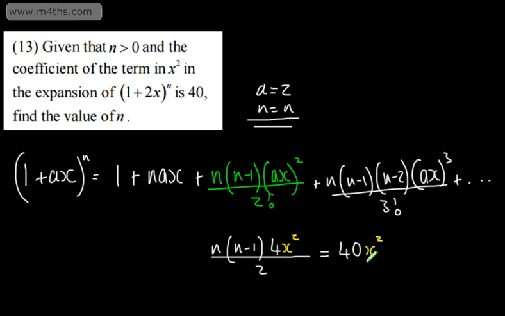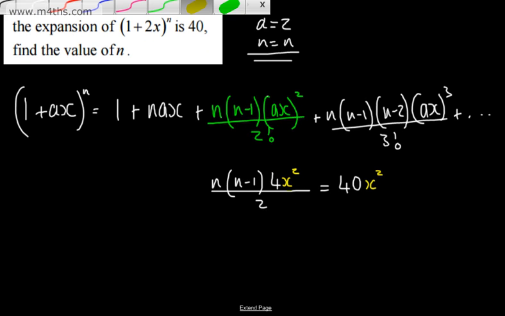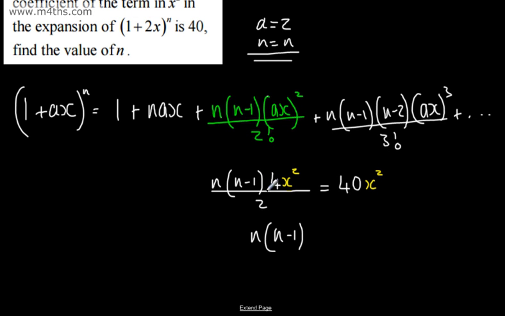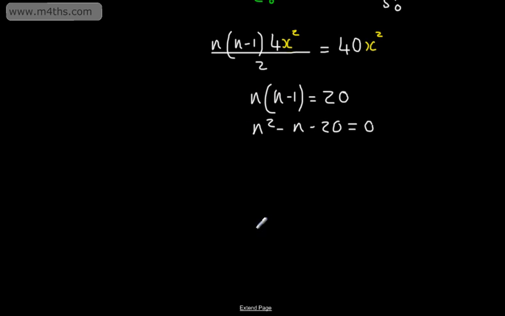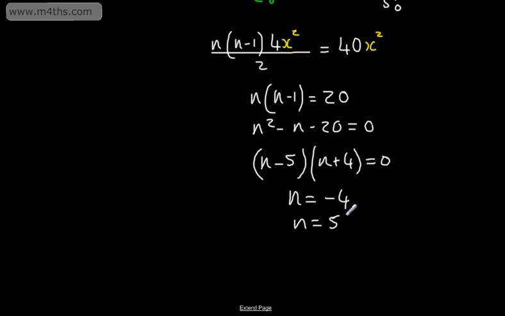But hopefully from here, what you can now see is that we have the following. So we've got n minus 1. This is going to give me 2. So if we divide both sides by 2, that will be 20. So we've got n squared minus n minus 20 is equal to 0. And we can say now that this is going to be n minus 5, and then n plus 4 is equal to 0. n is equal to negative 4, or n is equal to positive 5. n is not equal to negative 4, as n is greater than 0. Therefore, we can say that n is going to be positive 5.